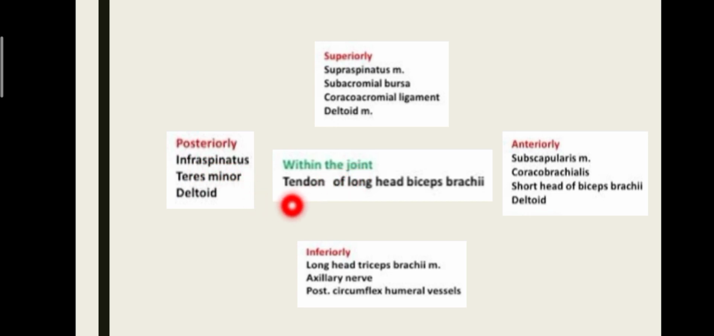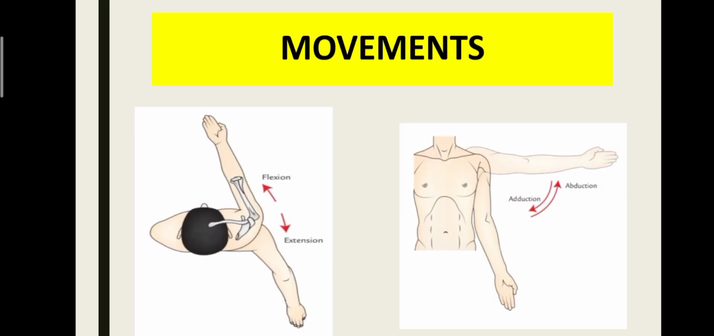And within the joint, we saw the tendon of the long head of biceps brachii, right? So this is the one which actually passes in the intertubercular sulcus. I already told you in the ligaments diagram, below the transverse humeral ligament, in the intertubercular sulcus passes the tendon of the long head of biceps brachii. So this is all about the relations.